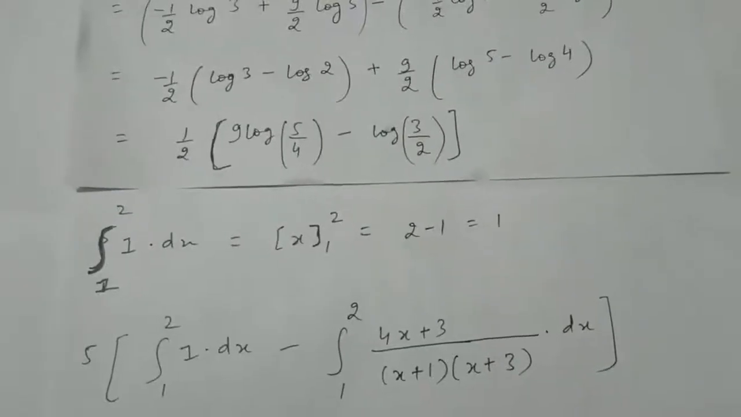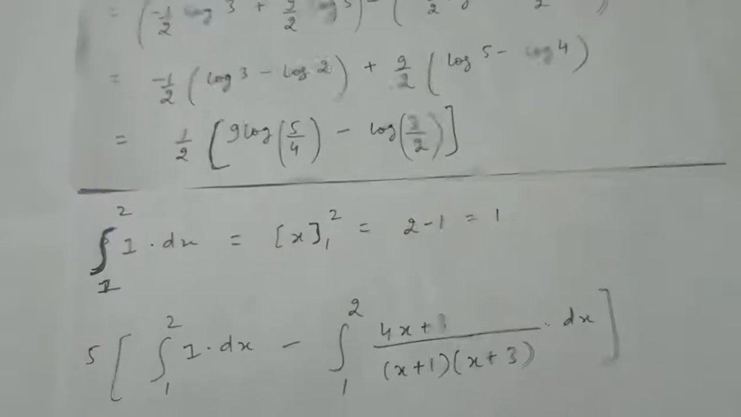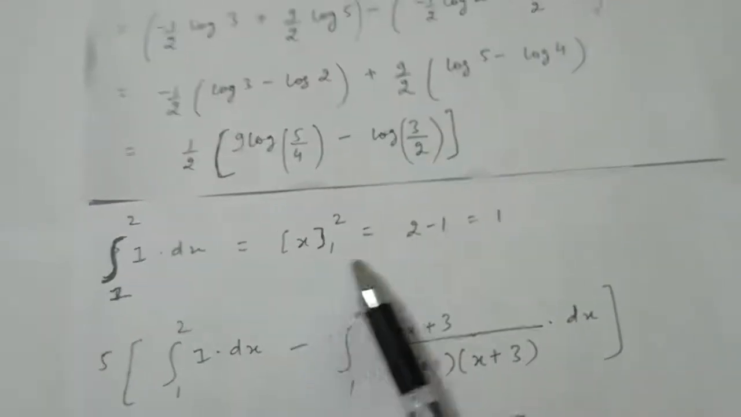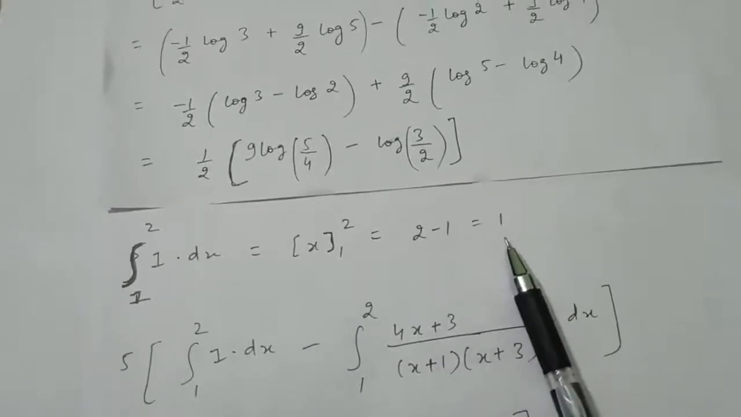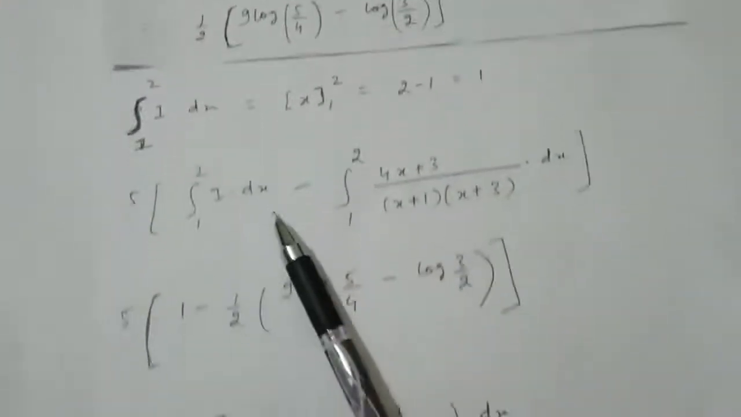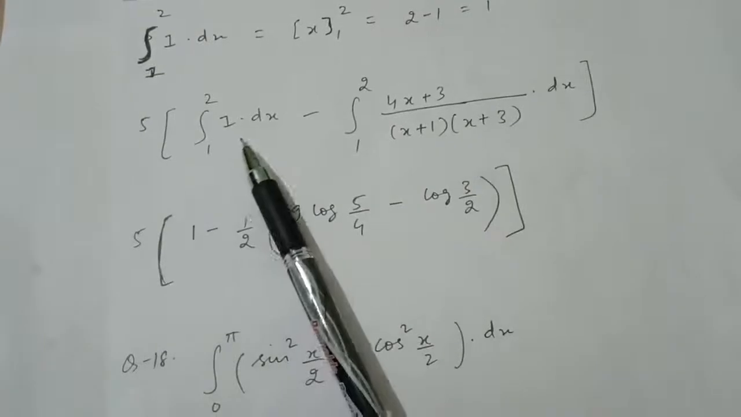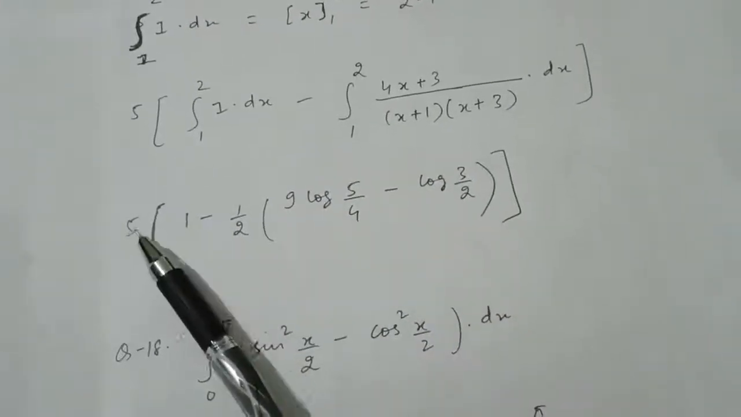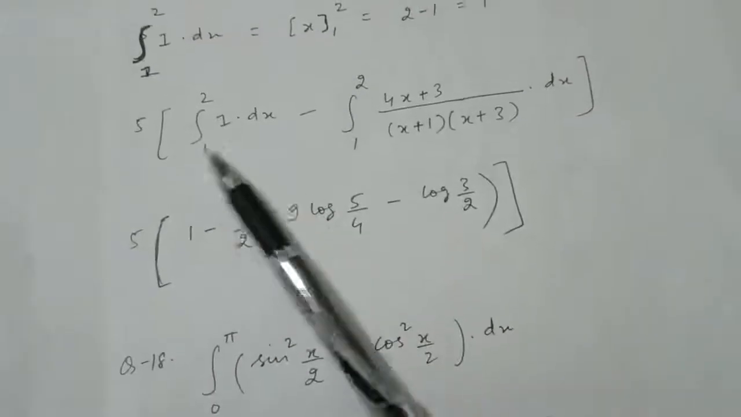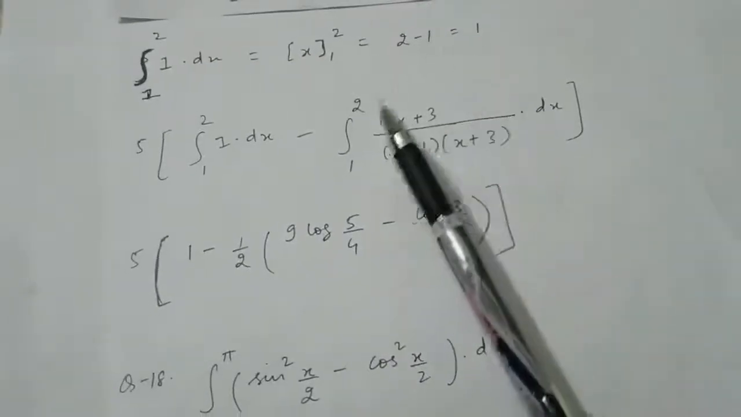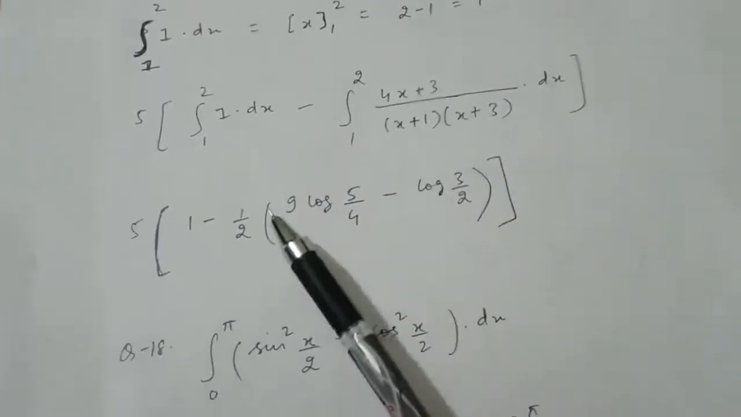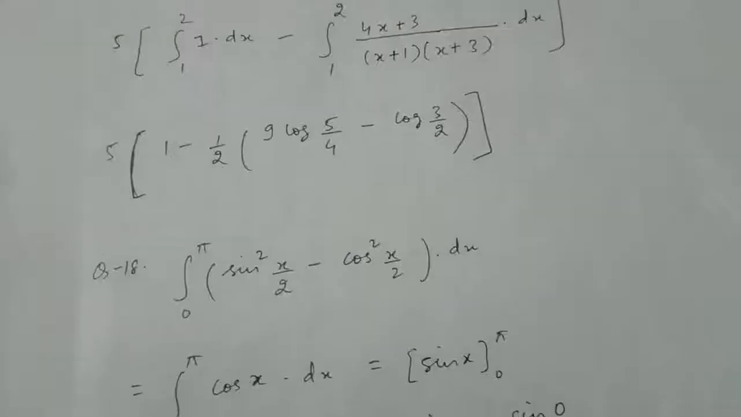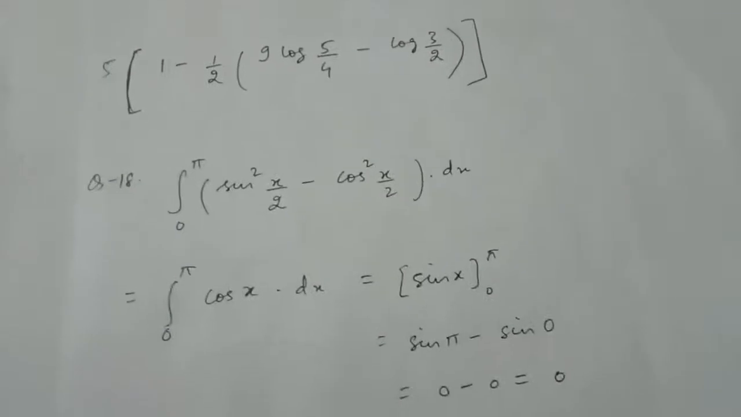Now find the integral of this, which will be x from 1 to 2. So you will get the answer as 2 minus 1 equal to 1, right? Now they have asked you the integral of this function, 5 into this minus integral of this. So we have just calculated 5 into integral of this is 1, and integral of this we have just calculated, it is minus 1 by 2 into 9 into log 5 by 4 minus log 3 by 2.